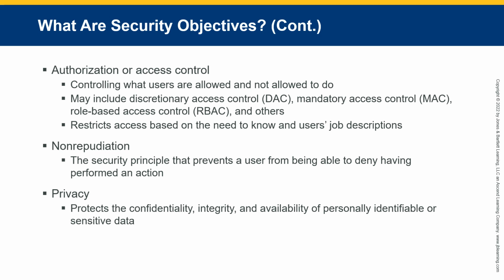Then we get down to privacy. Privacy protects the confidentiality, integrity and availability of personally identifiable or sensitive information. Whatever should not be public based on your data classifications. The most common data classifications you'll see are public, proprietary, and confidential. Public means it's available to anybody. Proprietary usually means it's only available to a certain select few or group, but if it does get out, it's not damaging.